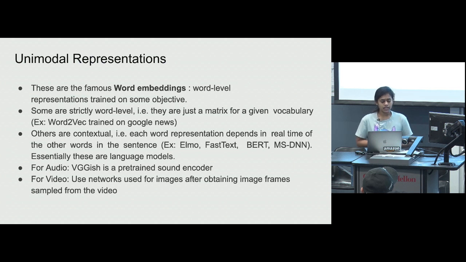And for audio, there is a pre-trained sound encoder, which is trained with audio frames, called VGGish. You should definitely go and check it out if you're working on audio data. And generally, what people do for video data is that they use networks that have been trained for images. They obtain image frames sampled from video and use these to train their video networks. Generally, they sample frames and use the sequence of images, or just obtain the mean and get one image representation and use it. It again depends on the kind of task you're working on.